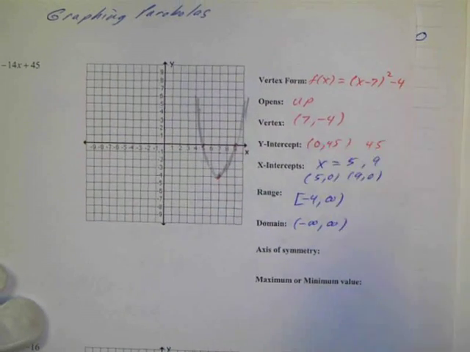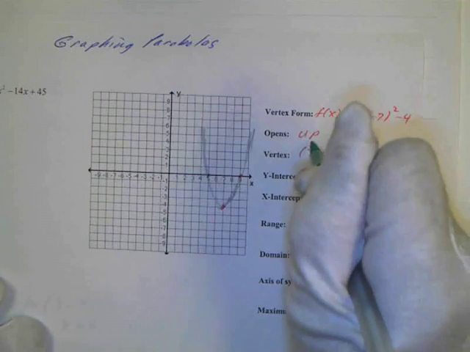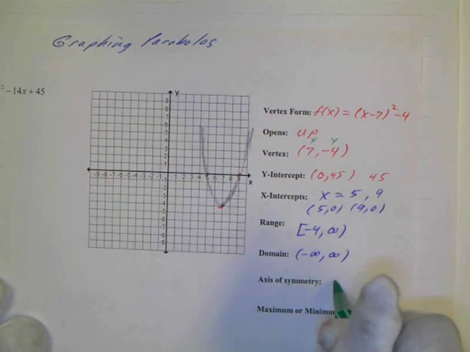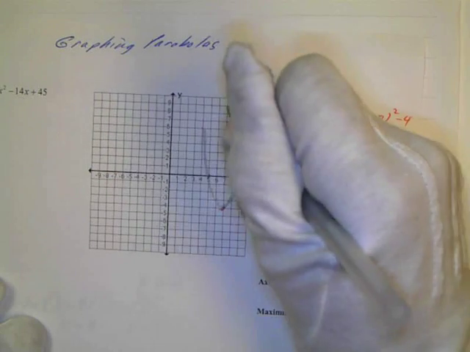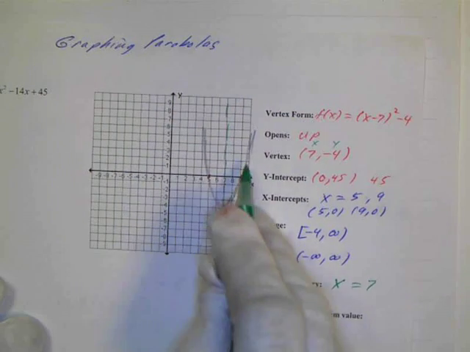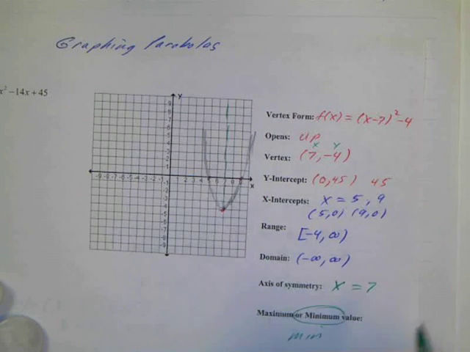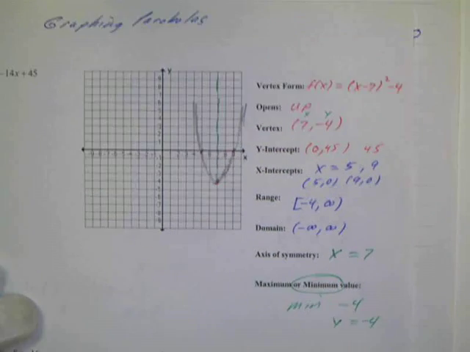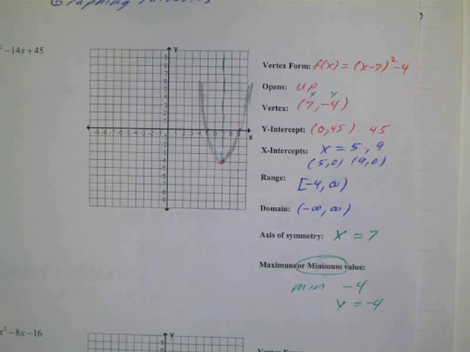The axis of symmetry, that's our line that goes right down. That's what the x value is. So this is x, and this is y. And the axis of symmetry is just x equals whatever the x value of the vertex is. So x equals 7. So that's this vertical line. And it does have a minimum value. And that's going to be -4. Or we could say y equals -4. And there you go. So that wasn't too bad. Hopefully that will all make sense.